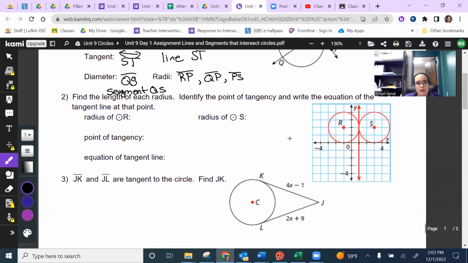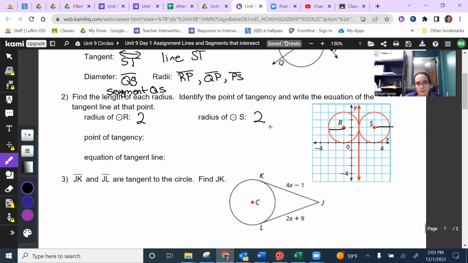Number 2, we want to find the length of each radius. Identify the point of tangency and write the equation of the tangent line at that point. So we're looking at circle R first. So we're counting from R to the side of the circle. So that's 2. Radius of circle S. So again, S to the side of the circle.